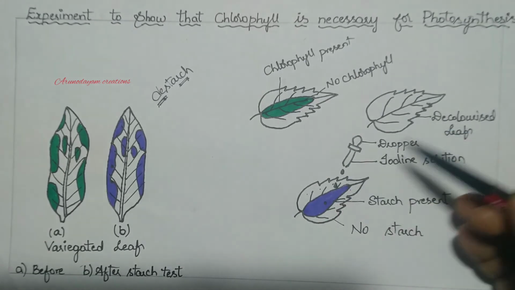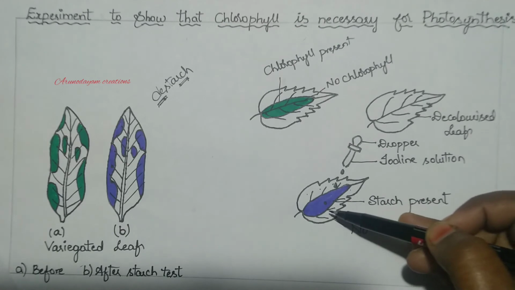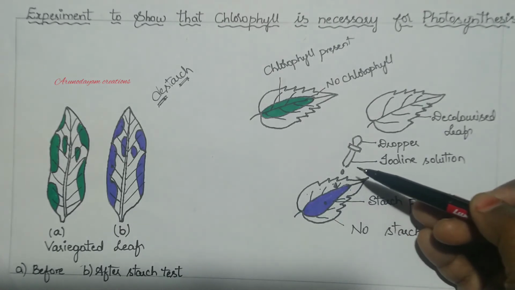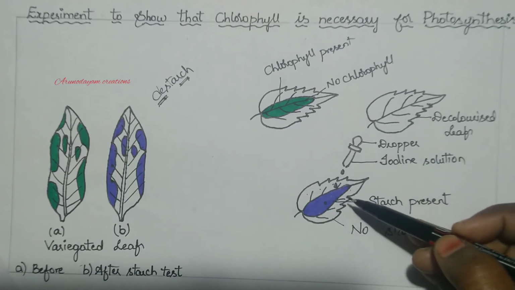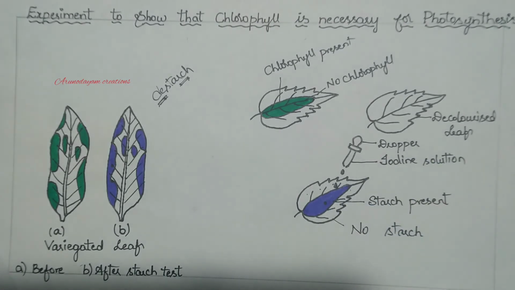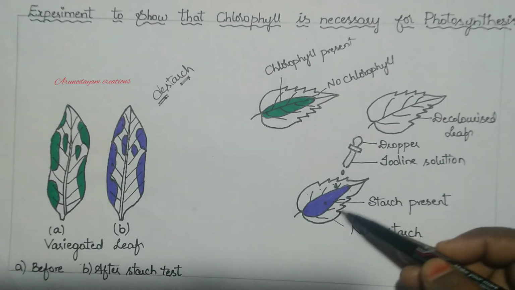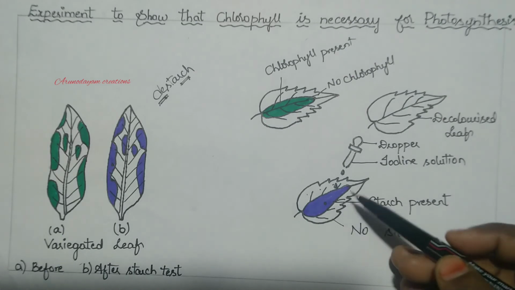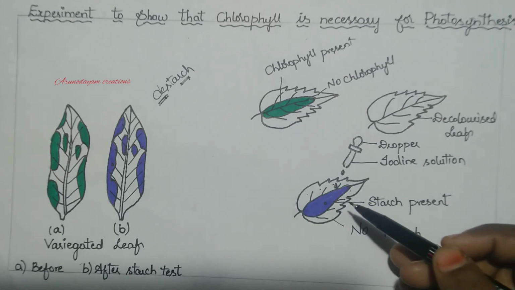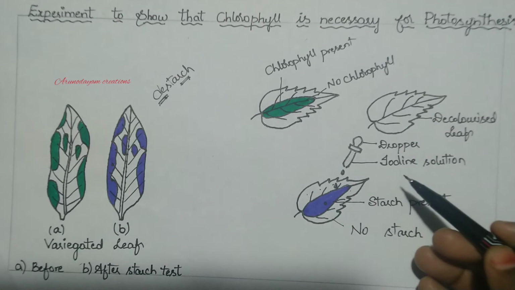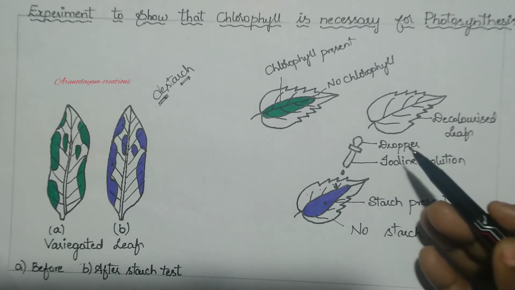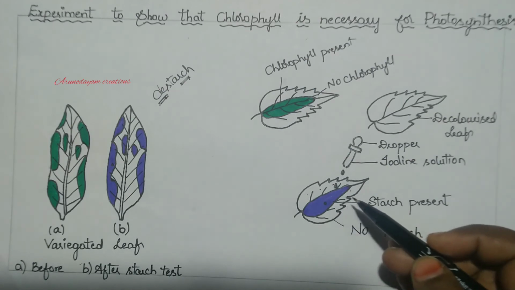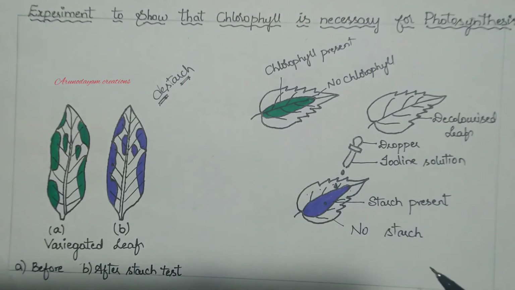Okay, and the areas which have white patches before the starch test, the variegated leaf has white patches, no? So these white patches will remain white, will remain colorless only. Why? Because these parts do not have chlorophyll. That's why even in sunlight they did not perform photosynthesis and they did not produce food material. Okay, that's why even after applying iodine solution these white patches will not turn into blue black color, indicating that there is no food material here.